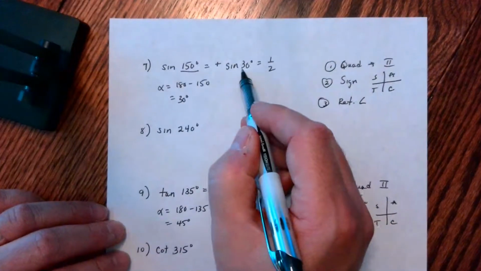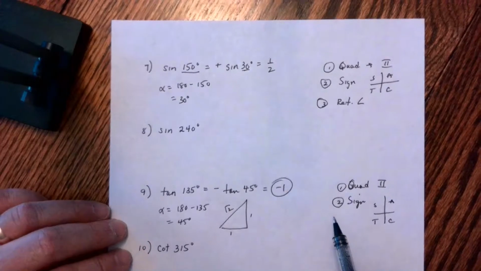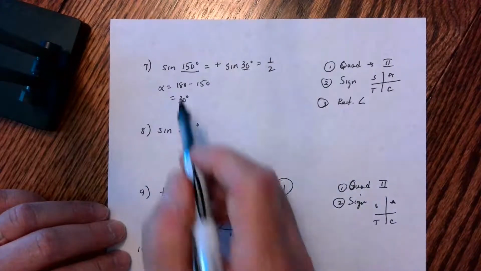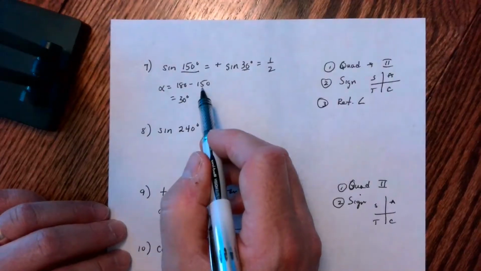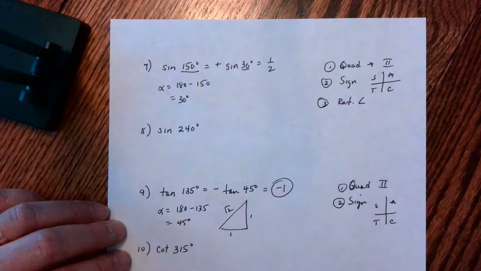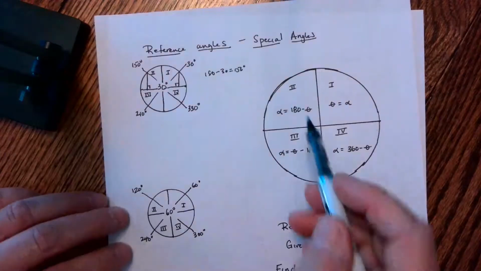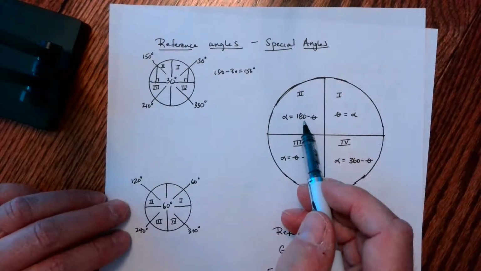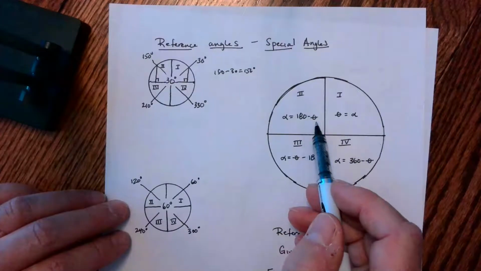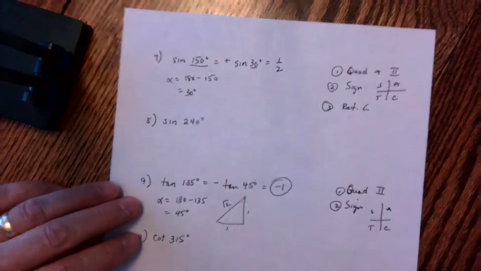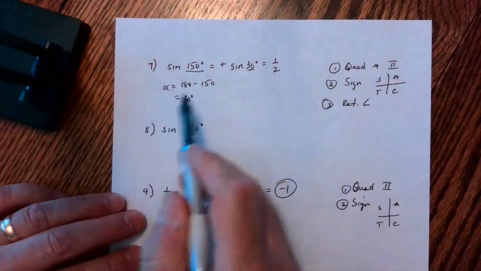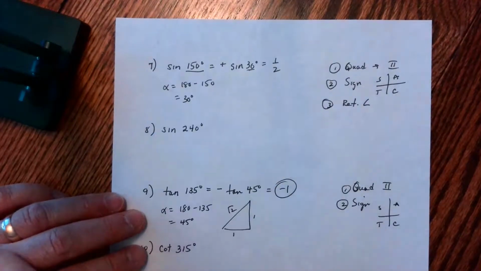Now where did I get this 30 degrees from? It's because of my reference angle. The given angle was 150 degrees. But remember, in quadrant 2, when we're trying to find the reference angle, it's going to be 180 degrees minus my given angle, theta. So it would be 180 minus 150, which is 30 degrees.